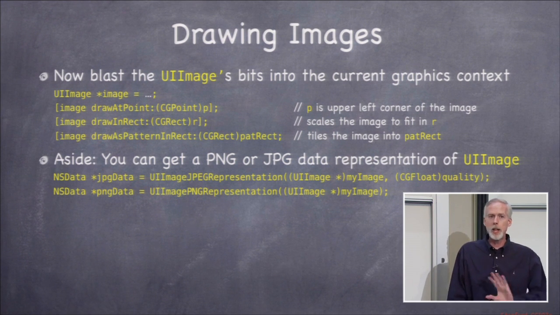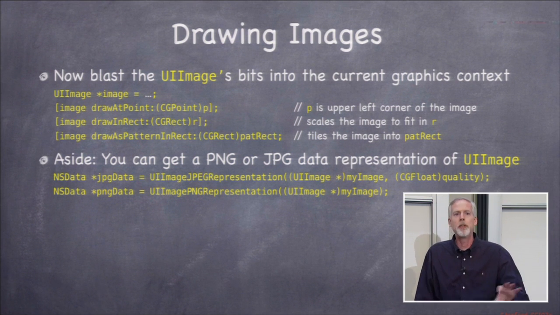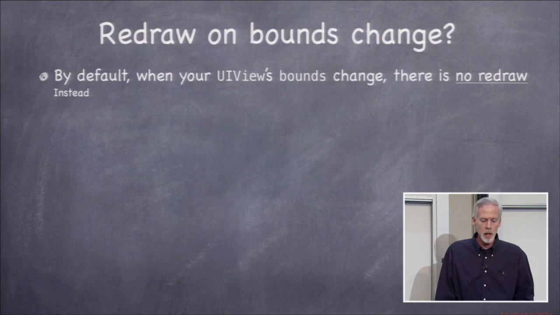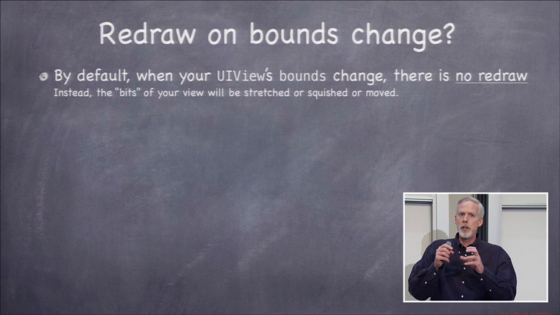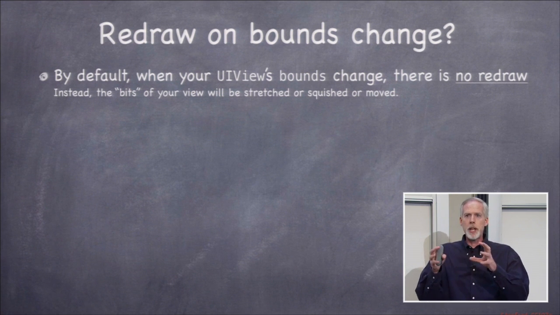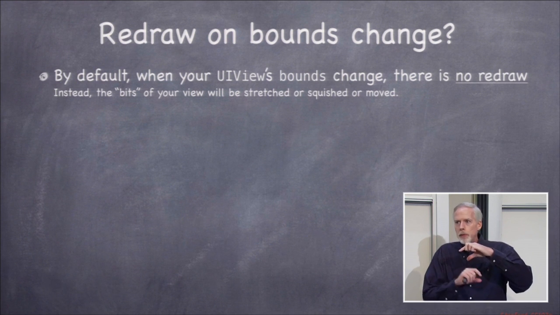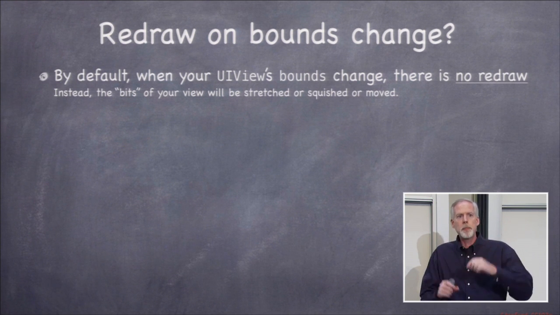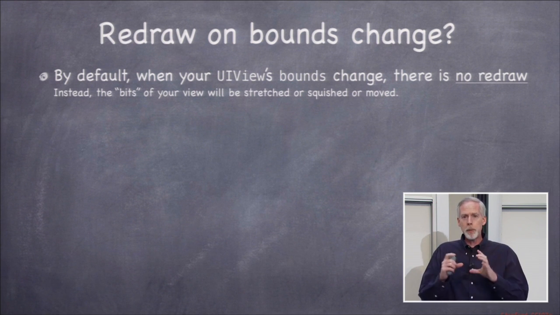So drawing text and images, really easy. It's just attributed string and UIImage, draw at point, draw in rect. Okay. What about when your bounds change? You noticed when you did the navigation controller or the tab bar, the bounds of your view got shrunk down to fit the thing at the bottom or the top. And also, if you rotate your device, obviously bounds are going to change. What happens when your bounds change?